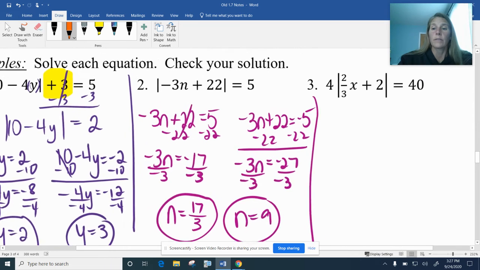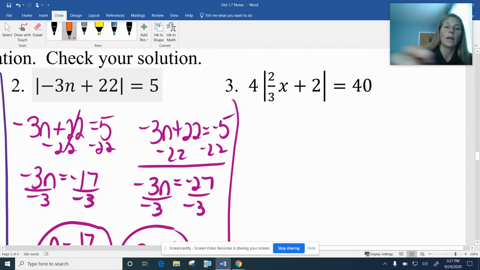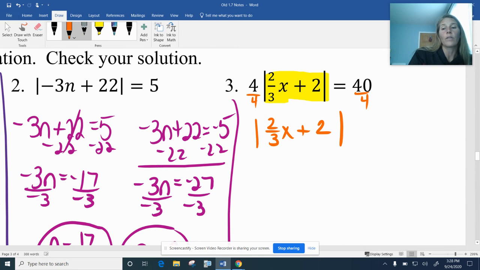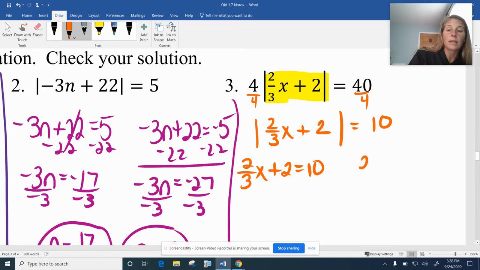And then finally, we have this third question here. Now, we have to isolate the absolute value. So first thing we need to do is divide by this 4. So then that will leave us with 2/3 x plus 2, and then, of course, just a 10 on the other side. Now we can write our equation twice. 2/3 x plus 2 equals positive 10. 2/3 x plus 2 equals negative 10.